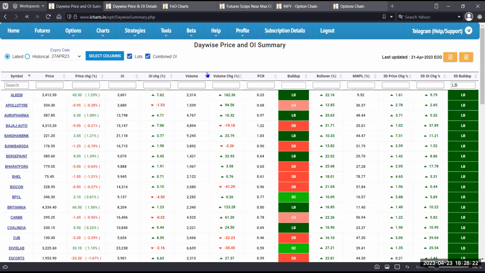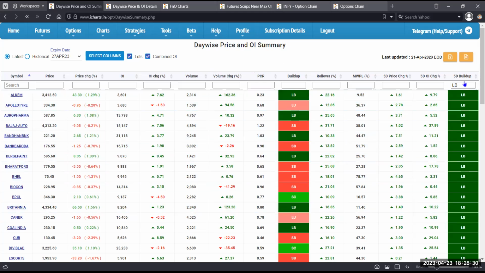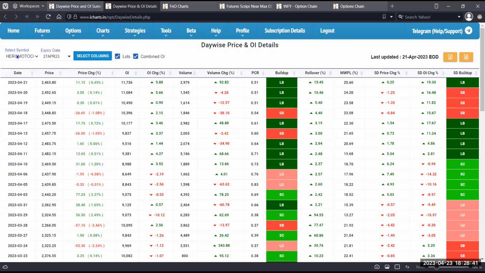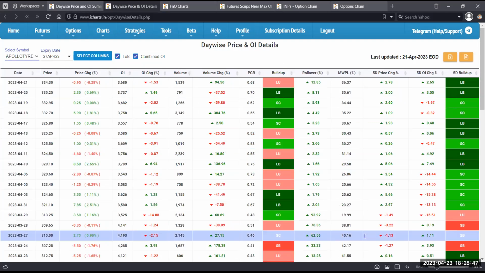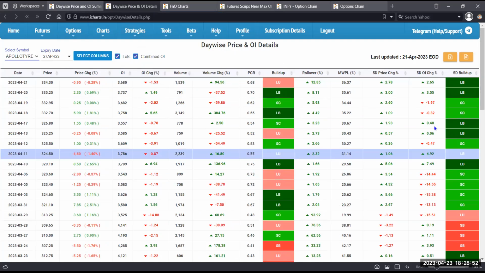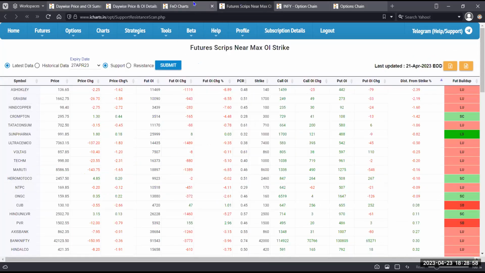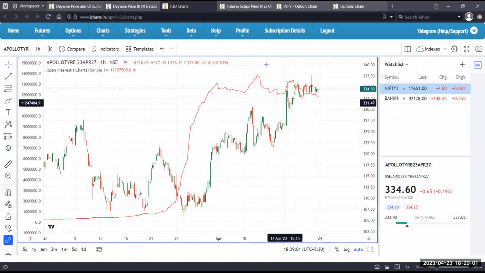Okay. So for the positional, the idea is basically, whatever your view is, try to filter stocks based on the 5-day buildup, and then drill down into it and look at the details. Say, suppose we were looking at Apollo Tyre. Drill down, and then see if you want to go into the charts. If you see a decent buildup happening on the 5-day side, then you can go to the charts and see if you want to get into it and where your stops should be.